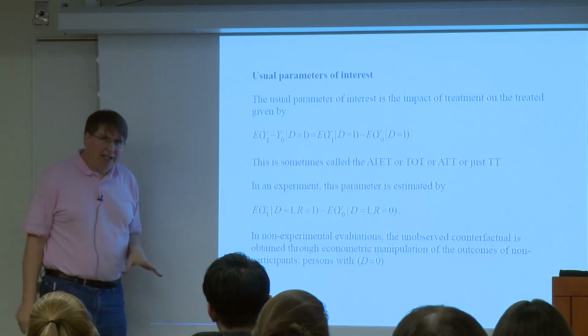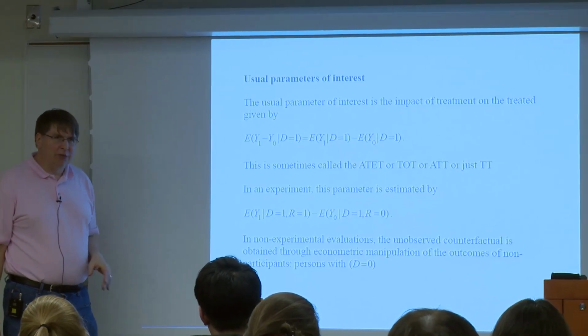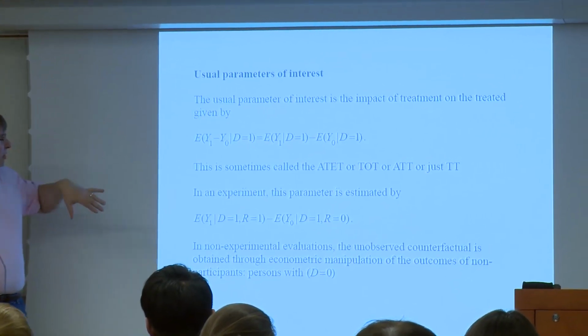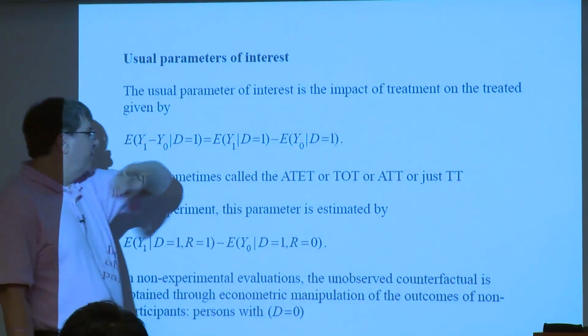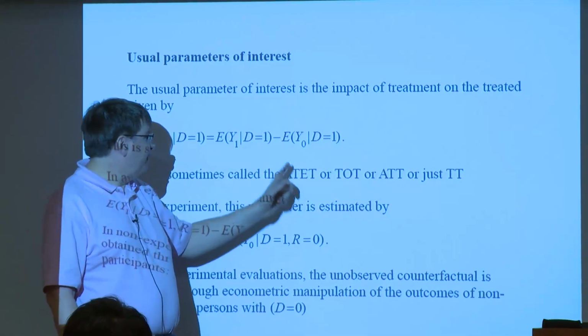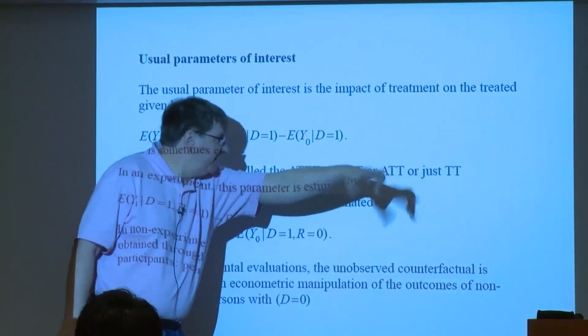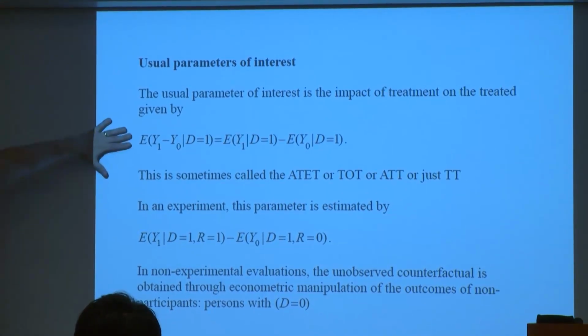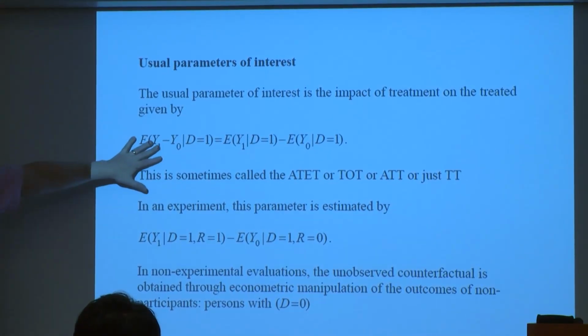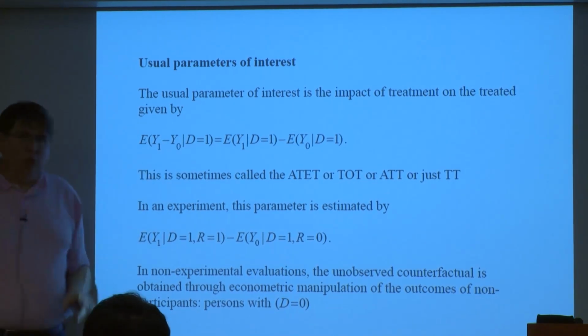In economics land, we usually focus on one of two parameters. The first parameter is the so-called effective treatment on the treated. Some people call that the TOTE. Some people call it the treatment on the treated, the average treatment effect on the treated, or just the ATT, or just the TT. So many acronyms, so little time. The substance is that it's the expected value of the difference between the treated and the untreated outcome for the people who wanted to be treated.